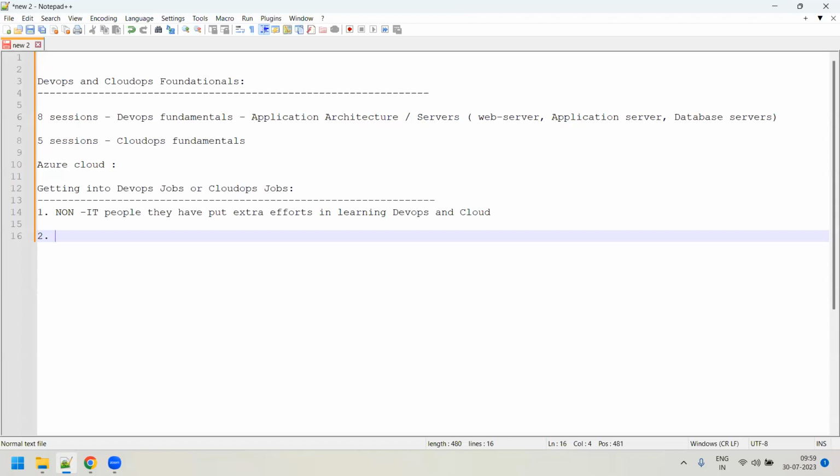But whereas for freshers, or people who have 1 or 2 years of experience, everything is very new to them.